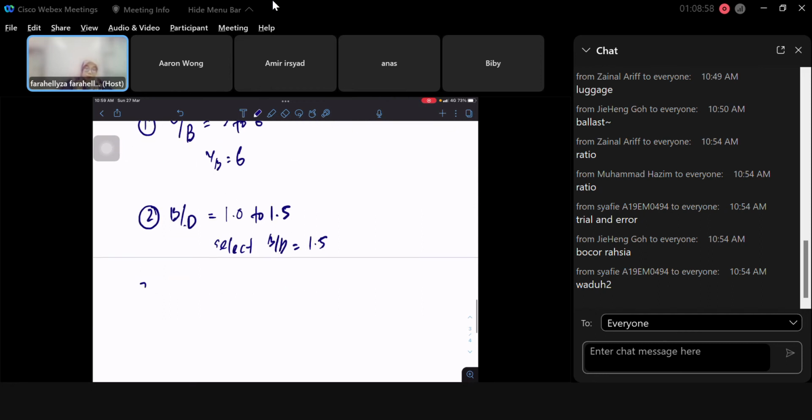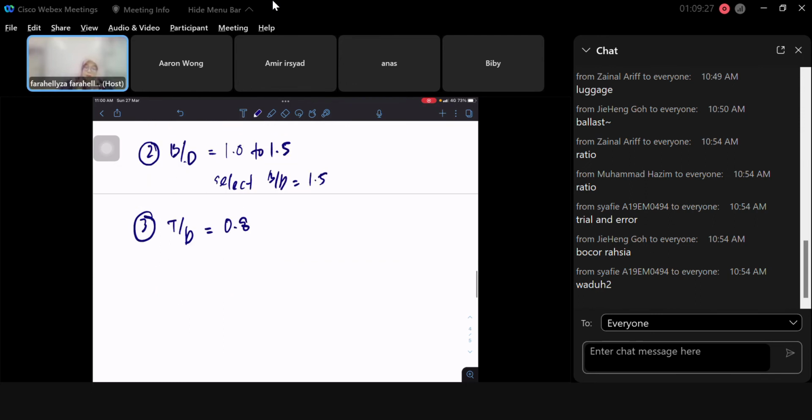And then the third ratio that you need to know is T upon D, the draft to depth ratio. Usually for barge, it's typically 0.8. But for other shapes of vessels, you need to refer to other books or literature review.